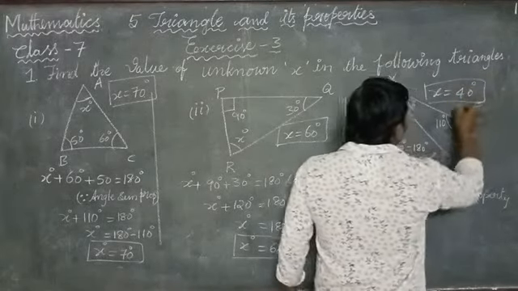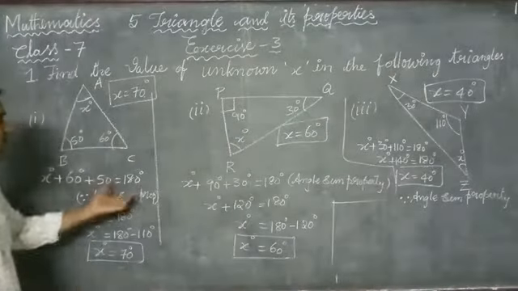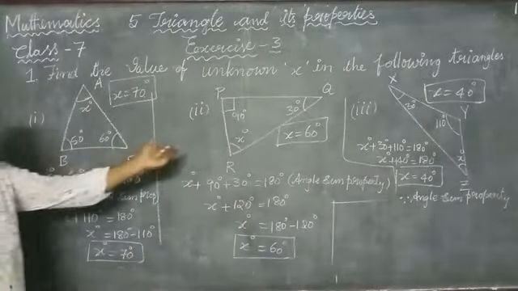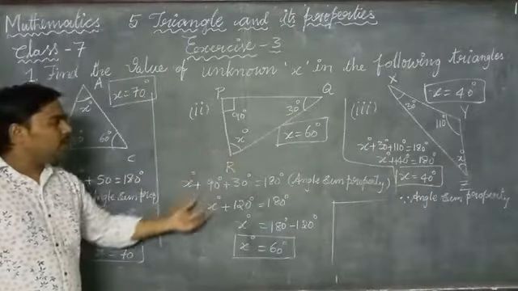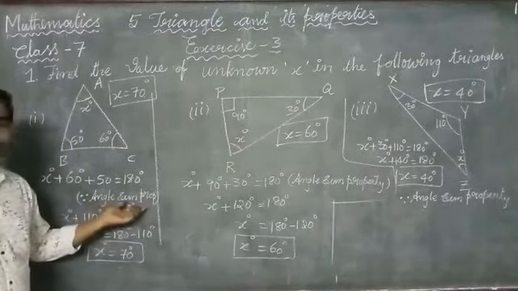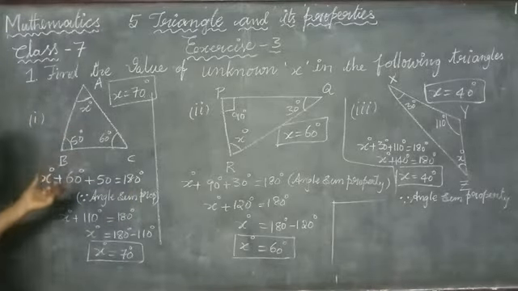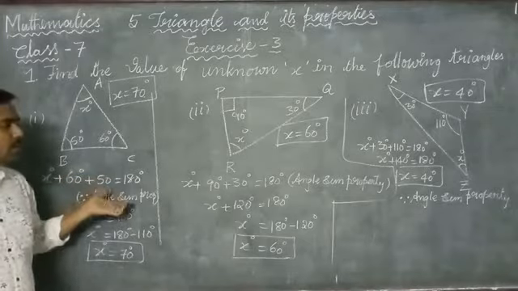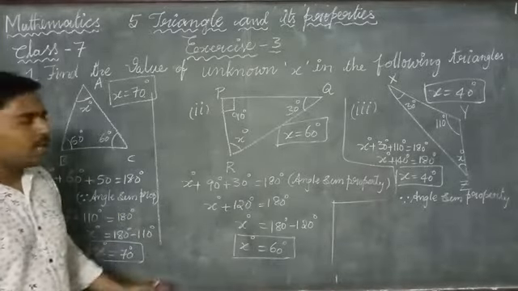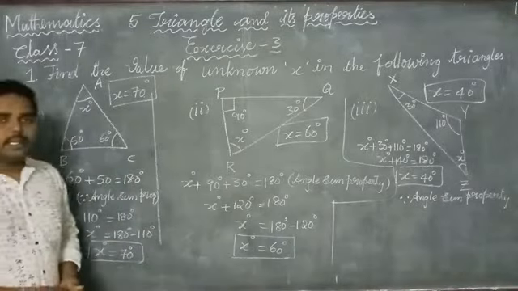Okay. For all these problems, we are using the angle sum property of triangle. For the first problem, second problem, and third problem, we had used the angle sum property of triangle. According to angle sum property of triangle, all the angles in a triangle equal 180 degrees. With the use of angle sum property, we can solve this type of problems. Okay. Now see the second problem.